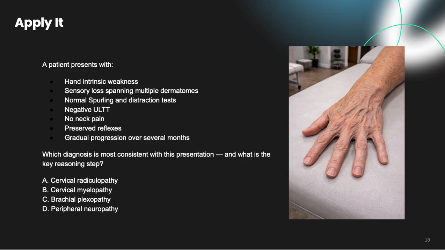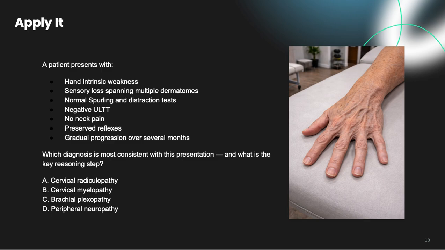Now here, this patient has got some atrophy of the intrinsics of the hands. Which key diagnosis is most consistent with this presentation? What's the key reasoning step? So, read through this. The correct answer here is C, brachial plexopathy.